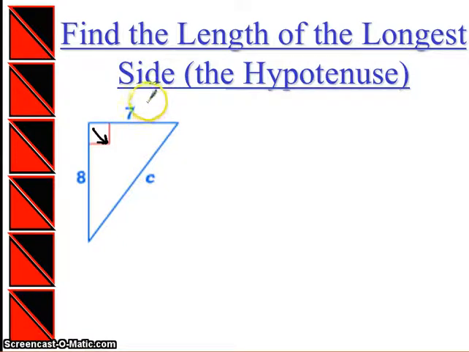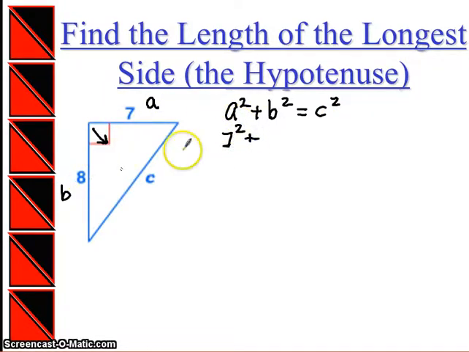So our first step is to label A, B, and C. C is already labeled, so we know this is our A because it's the shortest side, this is our B because it's the medium side, and this is our C because it's the longest, or the one formed by the right angle. Our second step is to write down A squared plus B squared equals C squared, and to substitute the values that we know. We know that A is 7, so we'll write 7 squared, plus we know that B is 8, so we put 8 squared, and we know that that equals C squared.